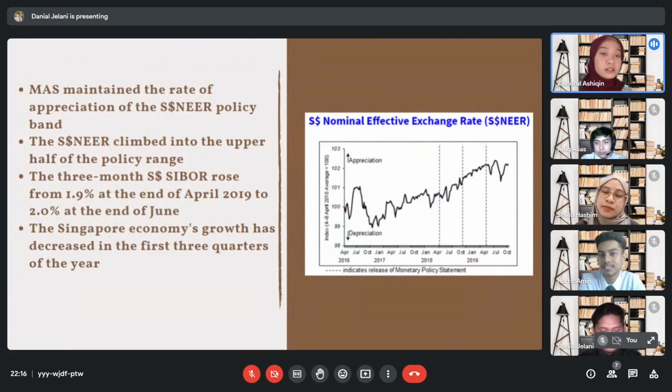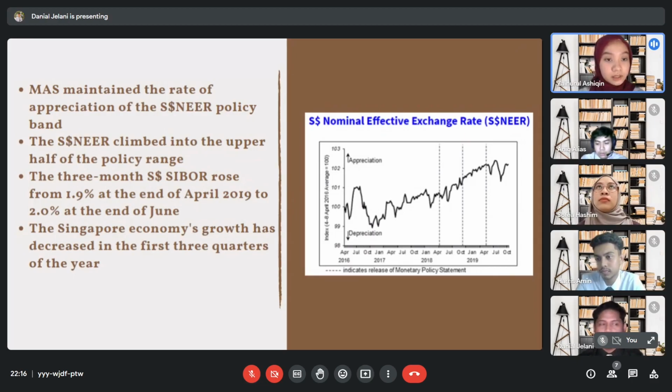Okay, this is the trend in these regulations. In April 2019, the monetary policy statement maintained the rate of appreciation of the Singapore dollar nominal effective exchange rate policy band, and there was also no change to the width or level at which the policy was centered. During the preceding 6 months, the Singapore dollar nominal effective exchange rate climbed into the upper half of the policy range, reflecting shifts in global risk sentiment and capital inflows into Singapore. The 3 months Singapore dollar SIBOR rose from 1.9% at the end of April 2019 to 2% at the end of June before dipping back to 1.9% in August and remaining there as of the end of September.